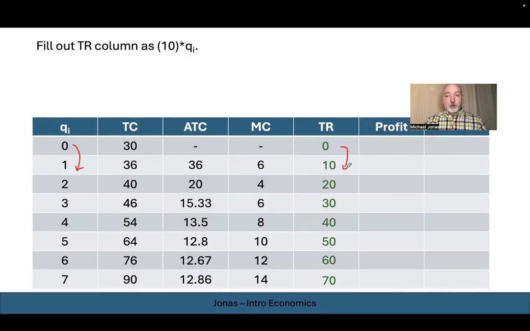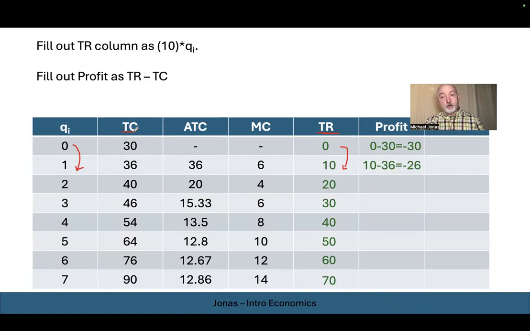And now the next column, our profit is just going to be total revenue minus total cost all the way down. So when we produce nothing, we earn zero revenue, but we have to pay our fixed costs. So we still have that cost of 30. So 0 minus 30, negative 30. Produce one unit, earn 10, but our costs have gone up to 36. 10 minus 36, negative 26. 20 minus 40, at output of 2, negative 20, so on down the line. Okay.